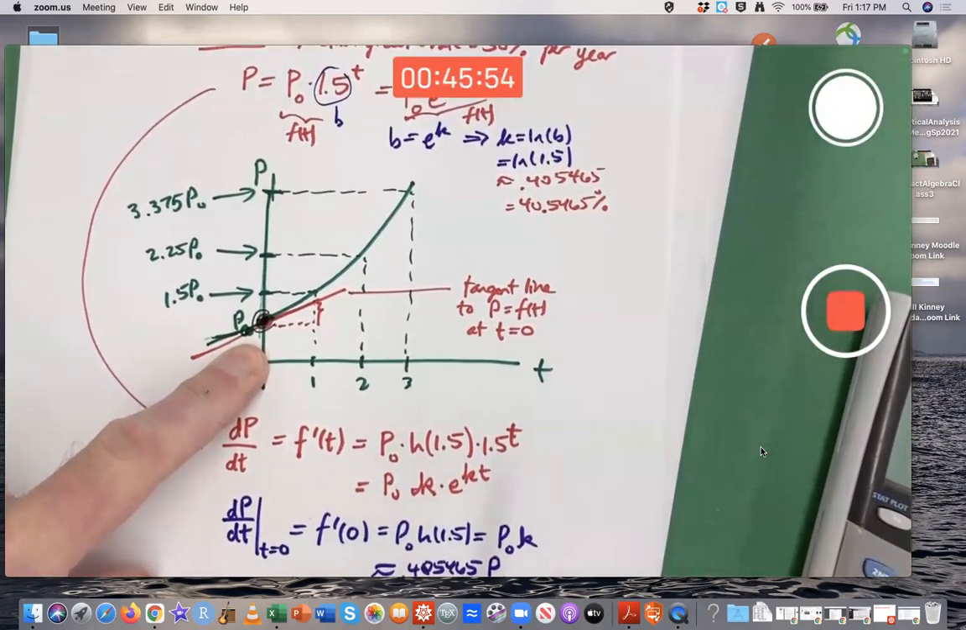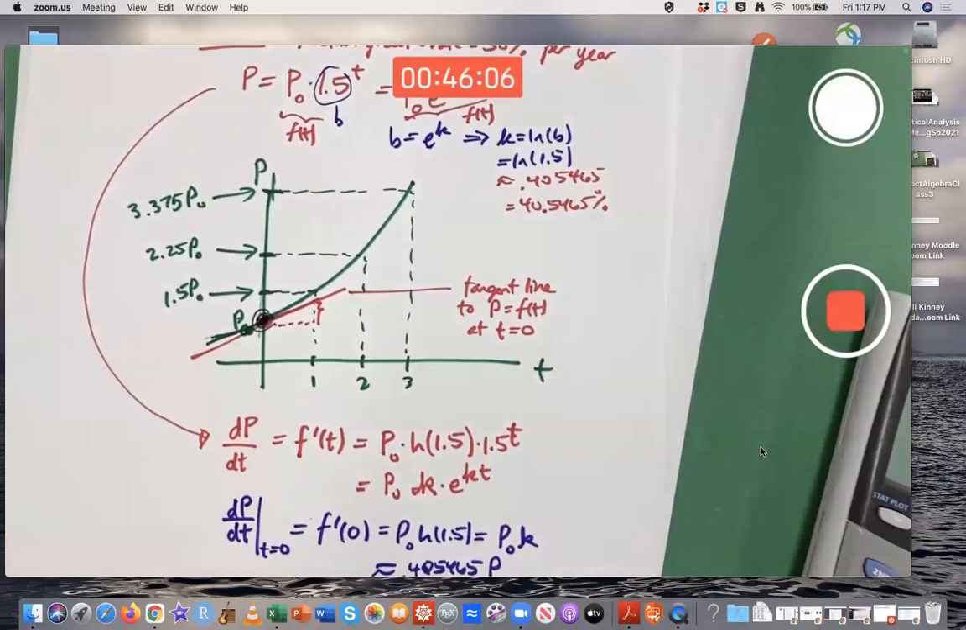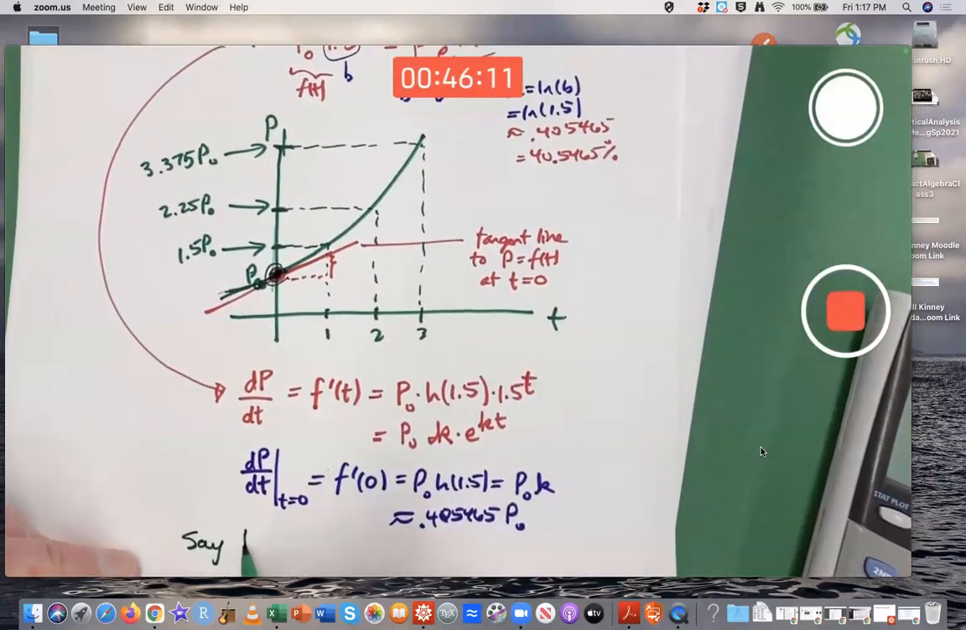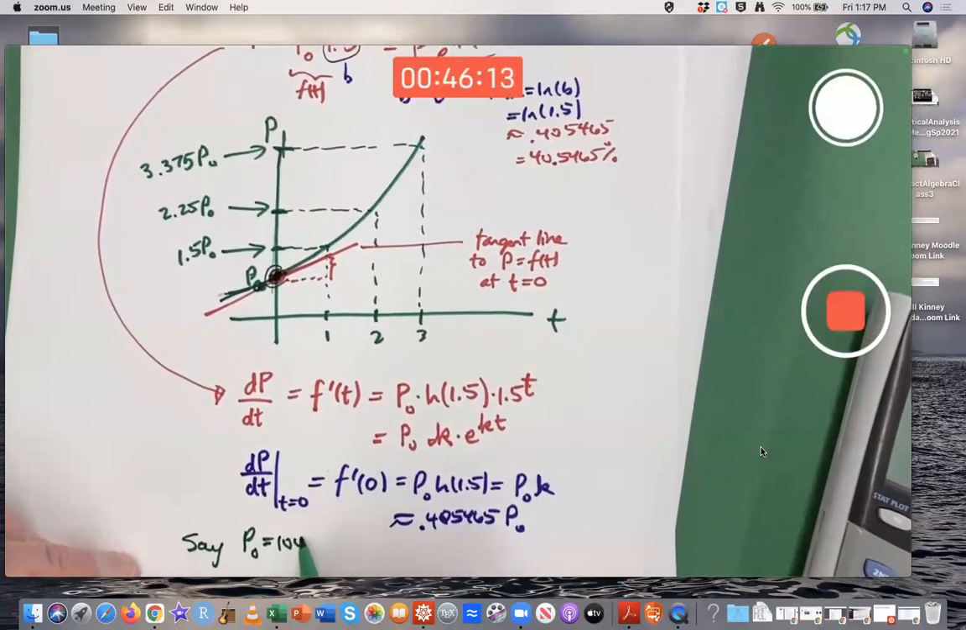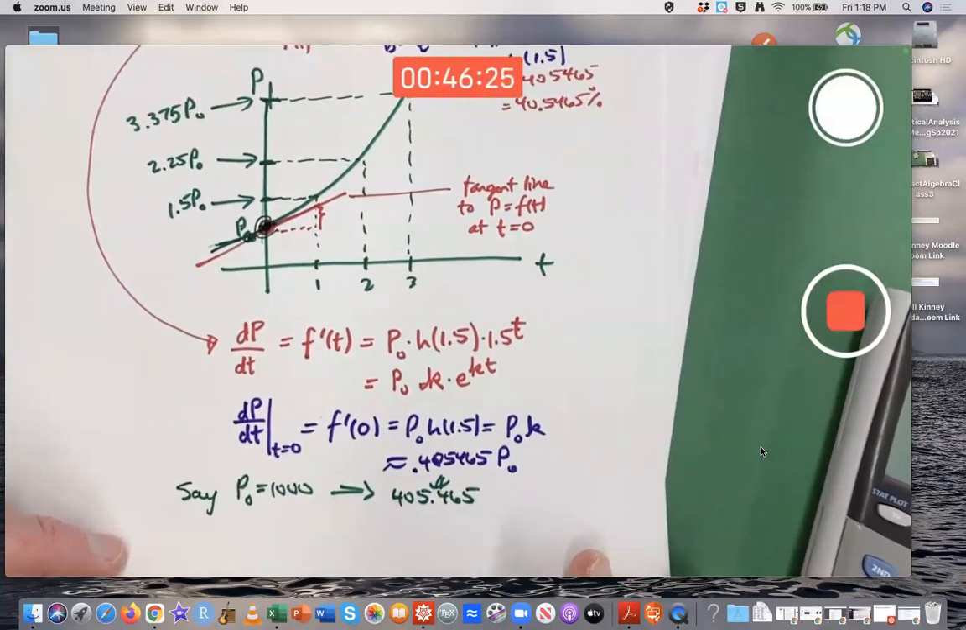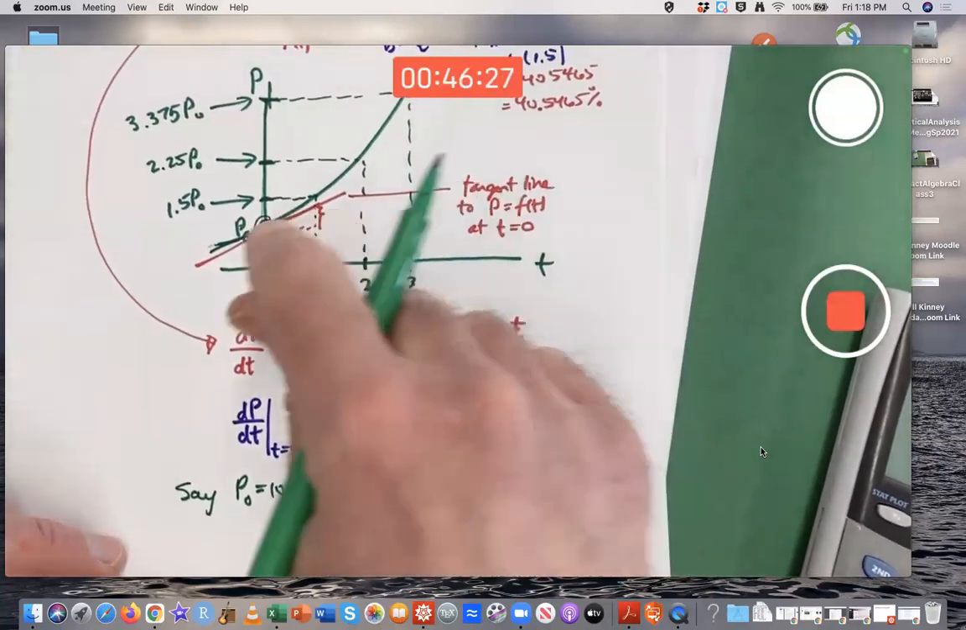It does depend on what P0 is. If I wanted a particular number, I could plug in whatever P0 happens to be. Pretend it's 1,000, you plug in 1,000. Maybe we should do that, just to make it a little simpler seeming. Say P0 is 1,000. Then you get this thing times 1,000, which would be 405.465. That's the slope of this red line.